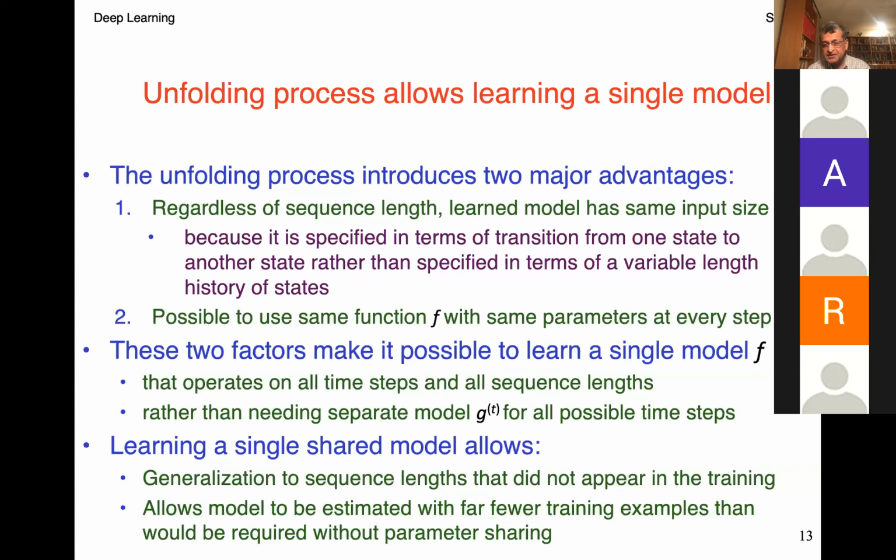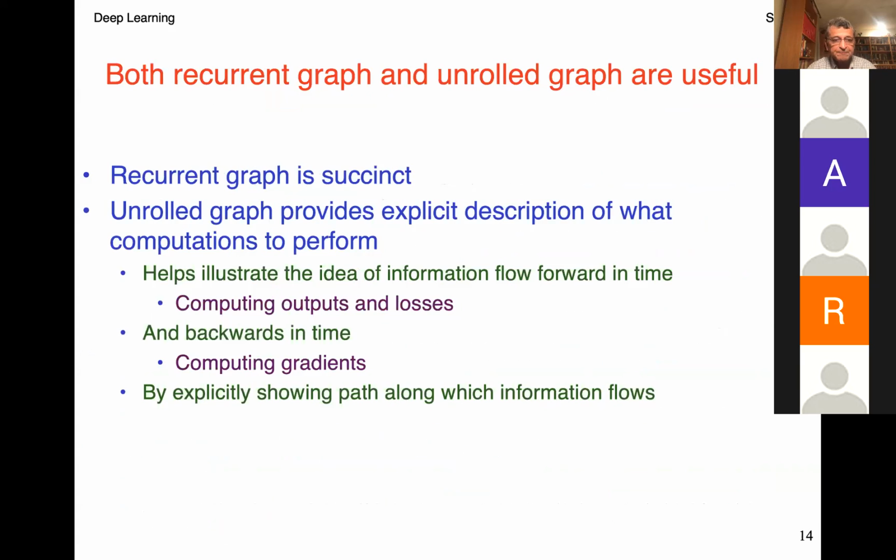So the compaction is being achieved here by a common function, by a common set of parameters, and we are actually predicting something based on a certain length of sequence that came in the past. So both the recurrent graph and the unrolled graph are useful. The recurrent graph is succinct. The unrolled graph provides an explicit description of what computations are performed.